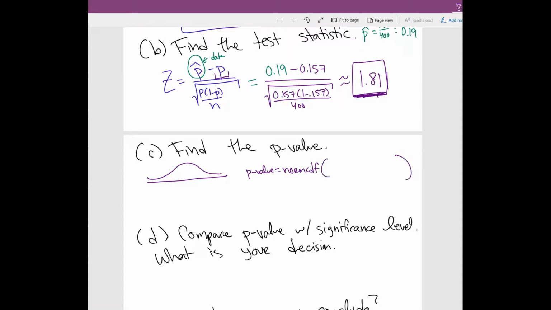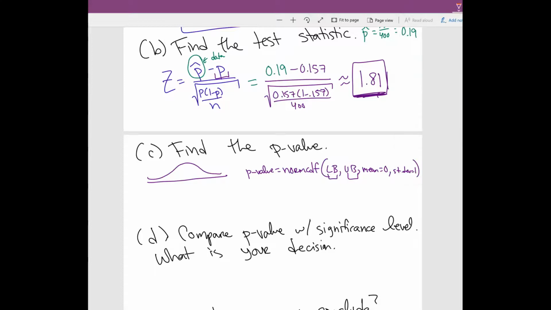We need to figure out what our lower bound is. We need to figure out what my upper bound is. We know what the mean is. The mean should always be 0. And we know what my standard deviation is. My standard deviation is 1. We just need to figure out what my lower bound and my upper bound are. The way that we figure it out depends on the alternative.